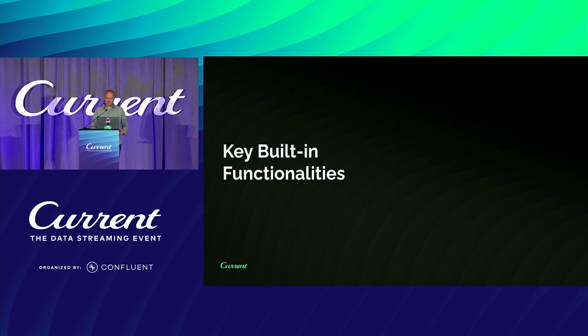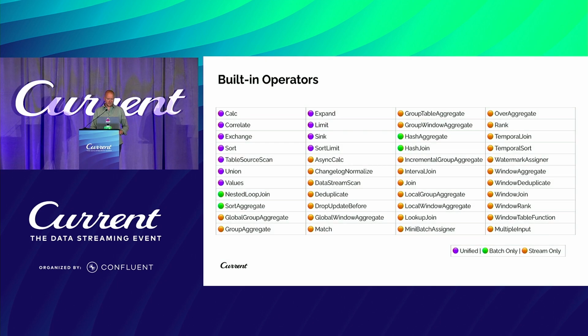Anyway, now that we have an understanding of Flink's architecture, what can you actually do with the Table API? This is a slide representing the wide array of operators that are available in the Table API. Everything that's marked with a purple dot represents an operation that exists in both batch and streaming. For example, we have sort, which is a common operation that you can use in both modes. And orange operators are specifically for stream processing.